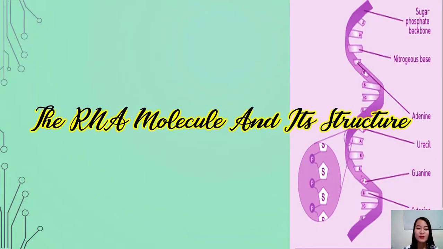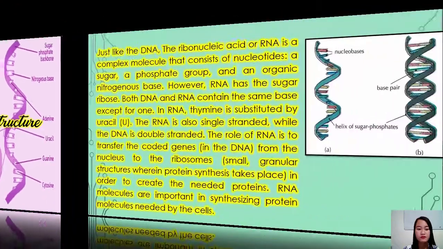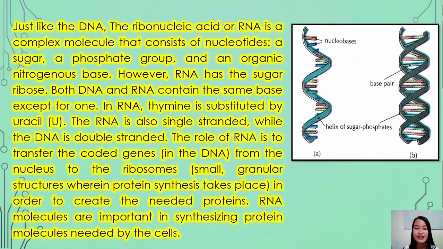Next, let us proceed to the RNA molecule and its structure. So, structure muna ni RNA. So, just like the DNA, the ribonucleic acid or RNA is a complex molecule that consists of nucleotides, a sugar, a phosphate group, and an organic nitrogenous base. However, RNA or ribonucleic acid has the sugar ribose.